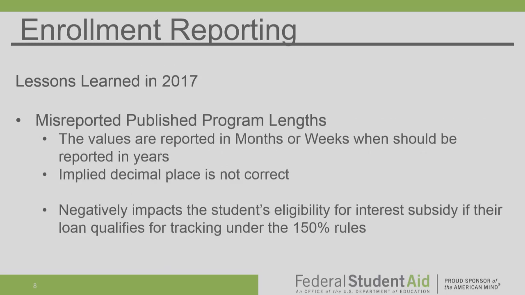Another lesson that we continue to learn and to monitor is reporting months and weeks for programs that are at 2 or 4 year program, traditional levels. We're also still having issues with schools reporting the implied decimal point in the program level. I know it's a little confusing. So all of these errors are causing issues with students and their 150% eligibility rules.